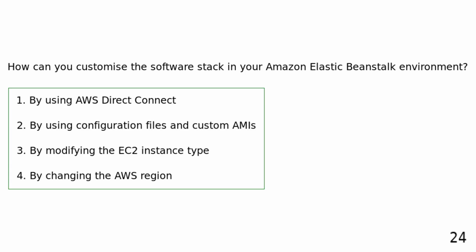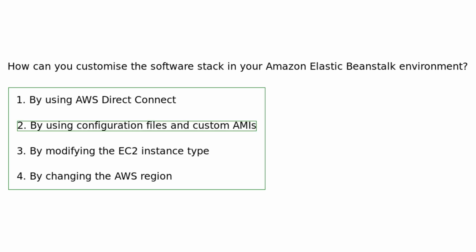How can you customize the software stack in your Amazon Elastic Beanstalk environment? By using AWS Direct Connect. By using configuration files and custom AMIs. By modifying the EC2 instance type. By changing the AWS region. The software stack can be customized using configuration files and custom AMIs.